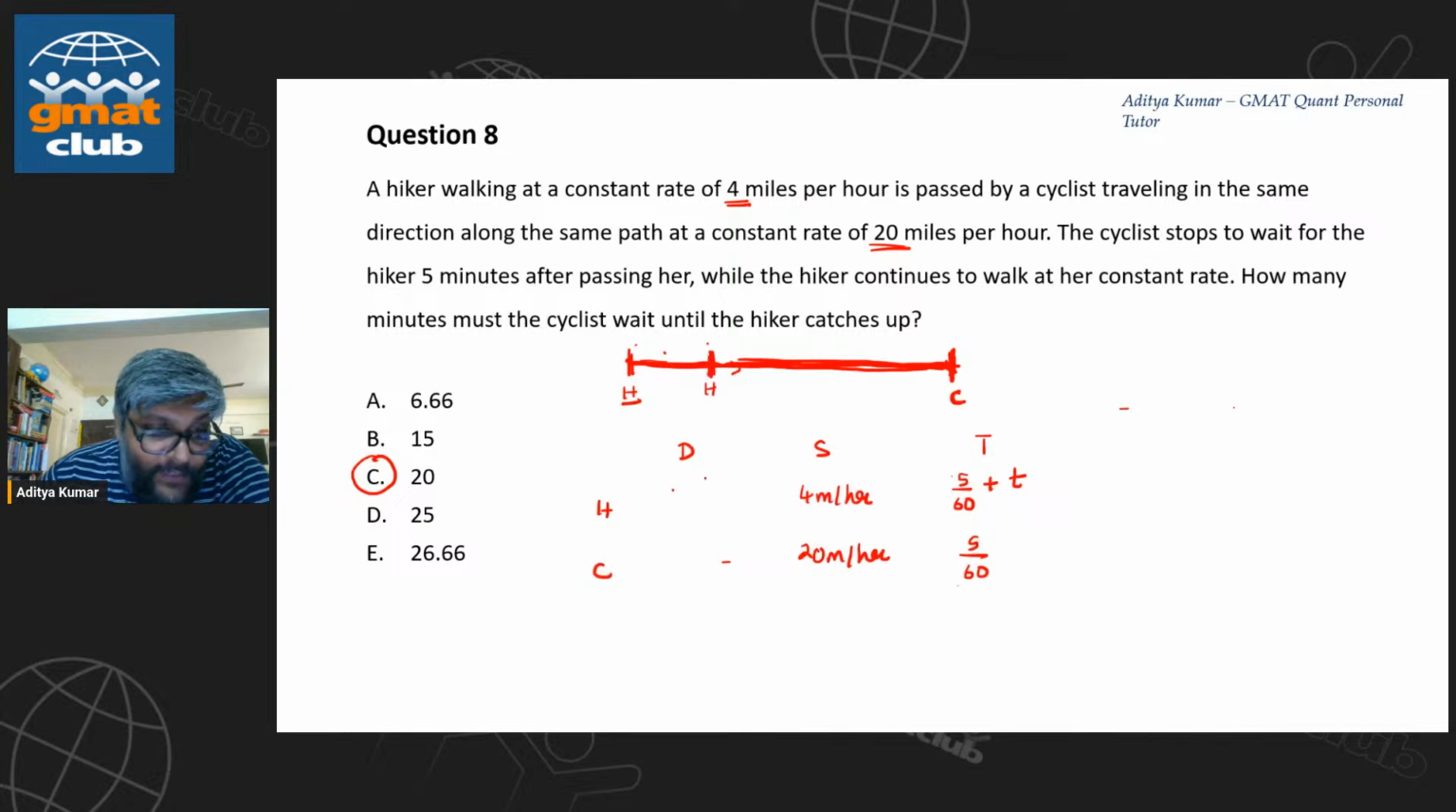So now I can find the distance. What will be the distance? Here it will be 4 into 5 by 60 plus T, if you want to go algebraic in nature. And this will be 20 into 5 by 60.